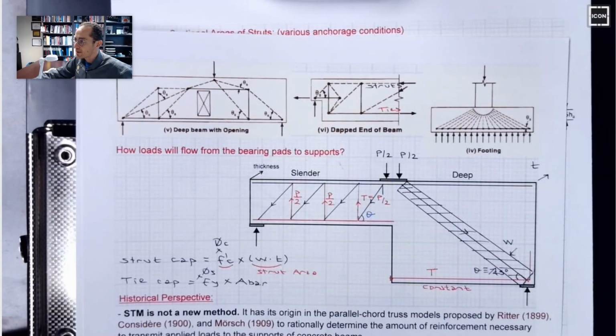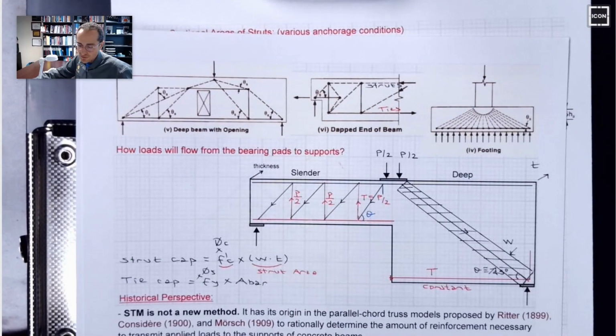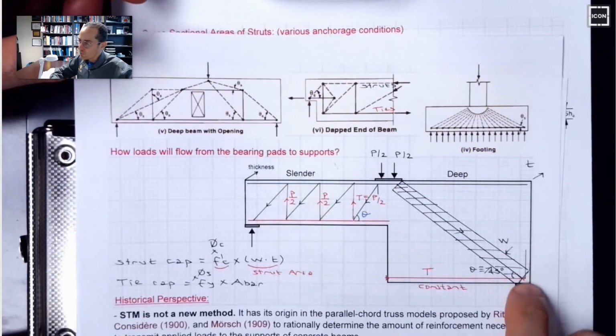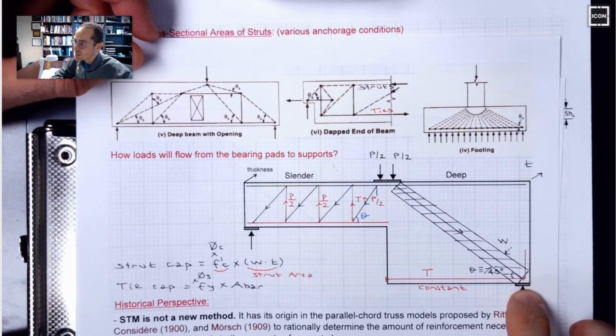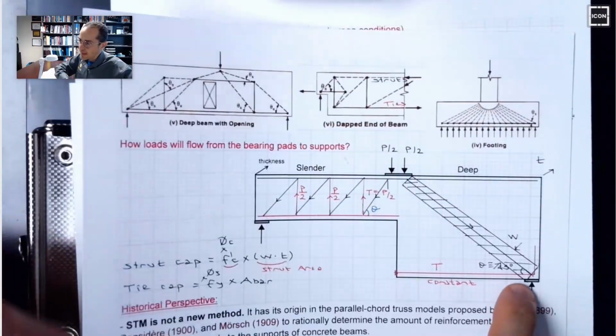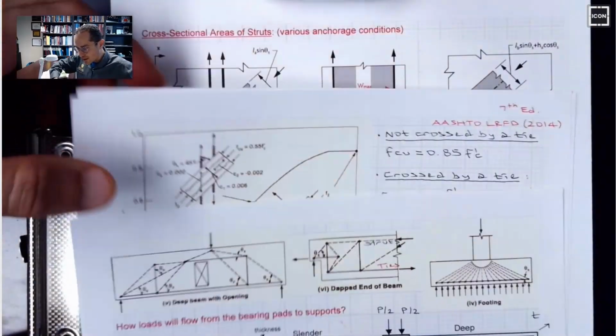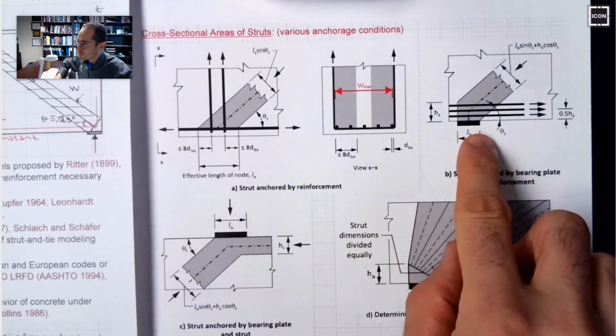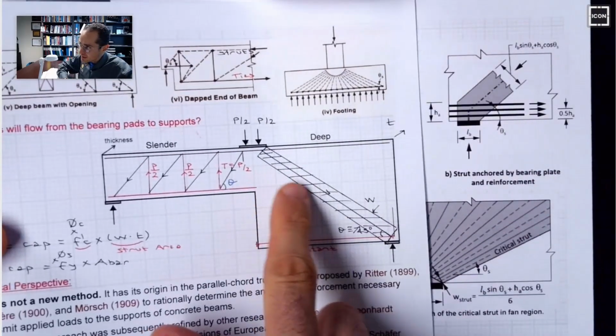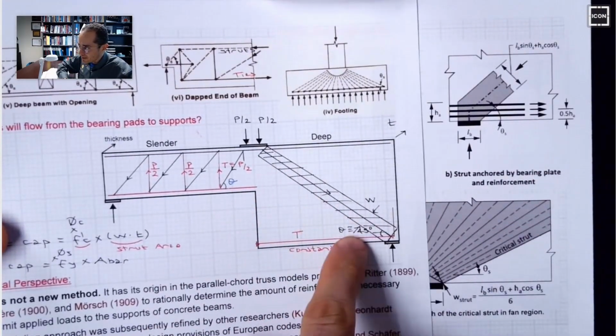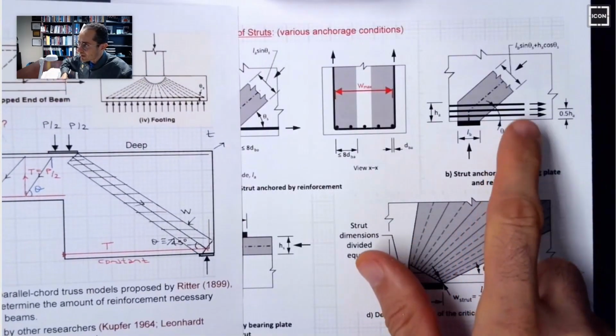We need to determine the width of the strut. Thickness is always easy because it is coming from the member thickness, so there's no calculation involved, but the width depends on the anchorage condition. So it depends on the bearing plate size as well as the angle, right? So for example, in this case, if you are trying to determine this width, what you should do is to come to this handout and go with this one. This is that situation. Strut is going to the bearing plate. There is a tension tie, exactly this situation.